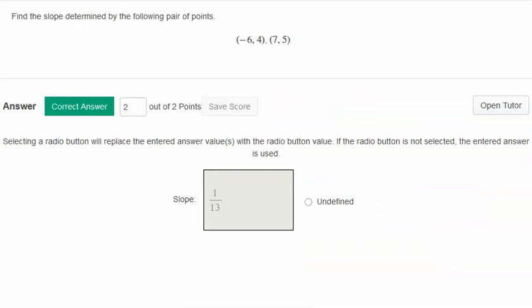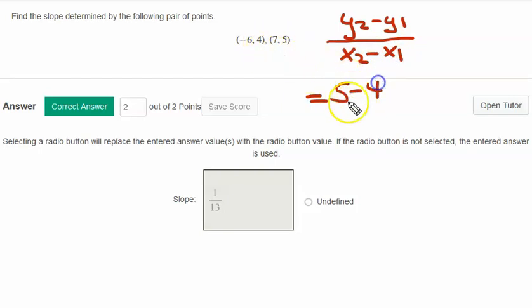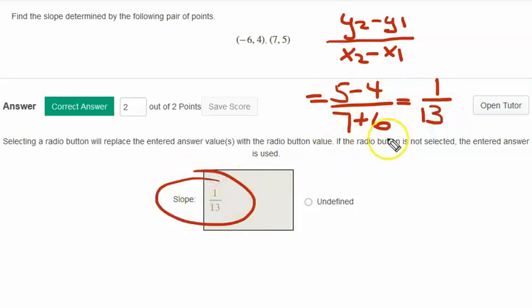Now, for this example, write the ordered pairs down. You want to find the slope. And reviewing that formula, it's y sub 2 minus y sub 1 over x sub 2 minus x sub 1. So you could fill it in, 5 minus 4 over 7 minus, now our x sub 1 is a negative 6, so minus a negative will make this a plus 6. This gives us a 1, and this gives us a 13, which is our slope.